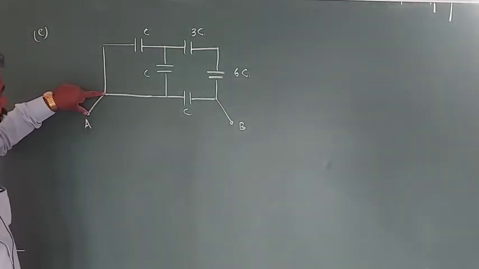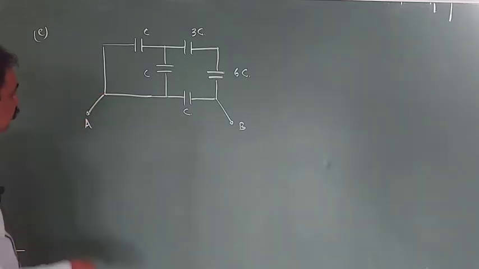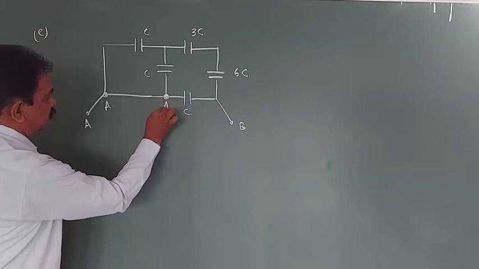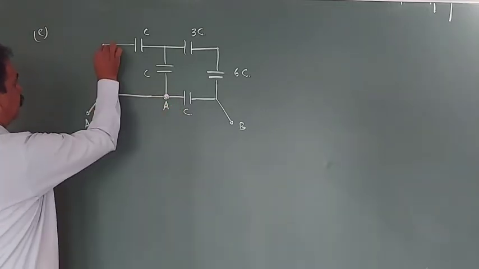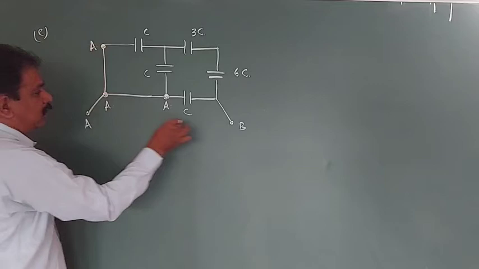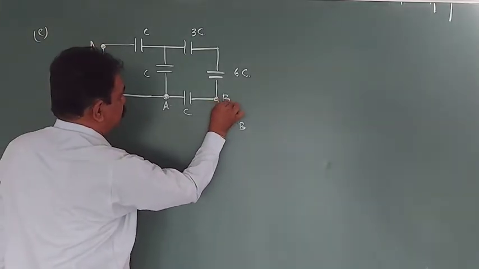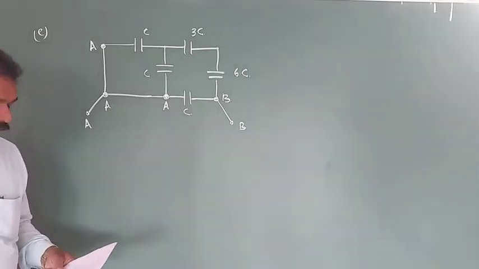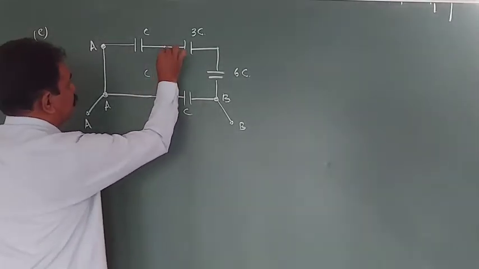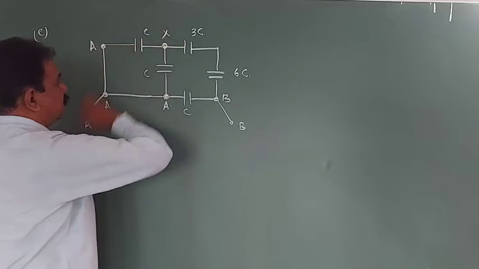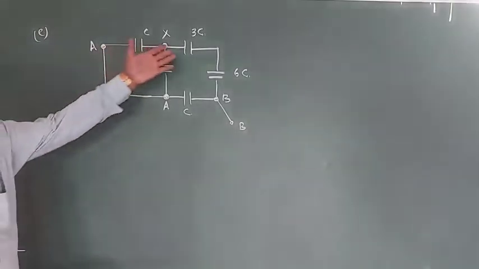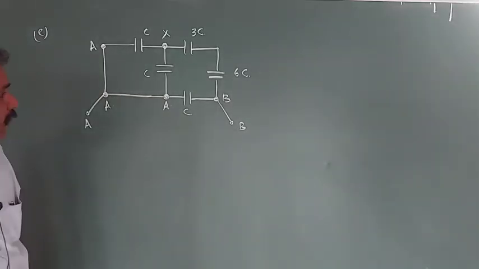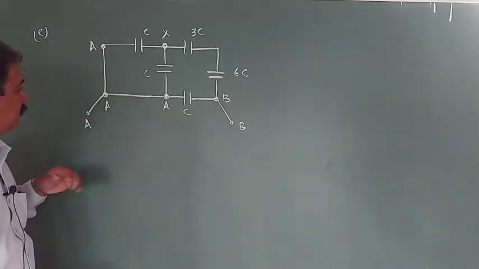Because this is wire, we can write here A itself. This is wire, so this is also A. Here also A. Here B, so here also it will be B. Clear? And one more point we will take. Here I am taking some X. Clear? Then try to redraw the circuit, then we will find the effective capacitance between A and B.